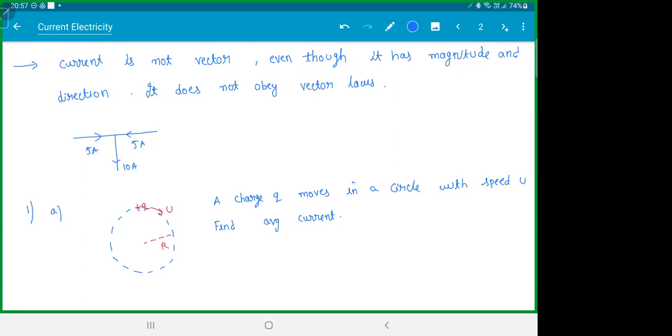How to do this? Simple thing, no? What is I average? Total charge by time. How much charge is flowing? Q. What is the time? Time taken for one revolution is 2 pi r by u. So I equals Q u by 2 pi r. Right, you got it. Easy?